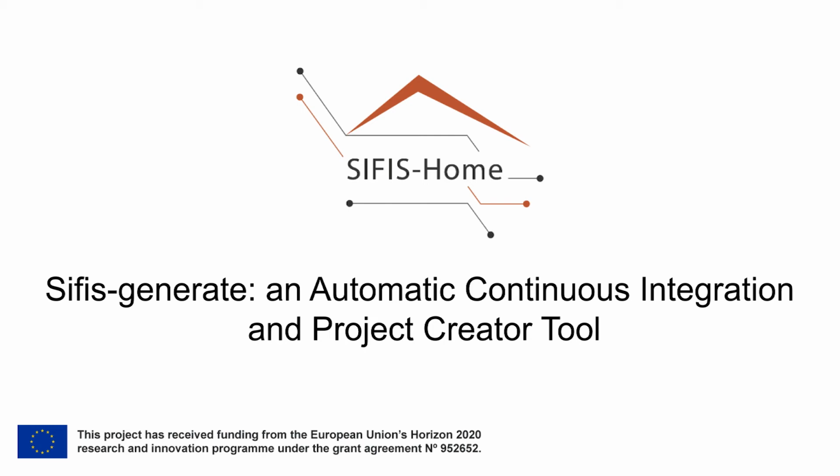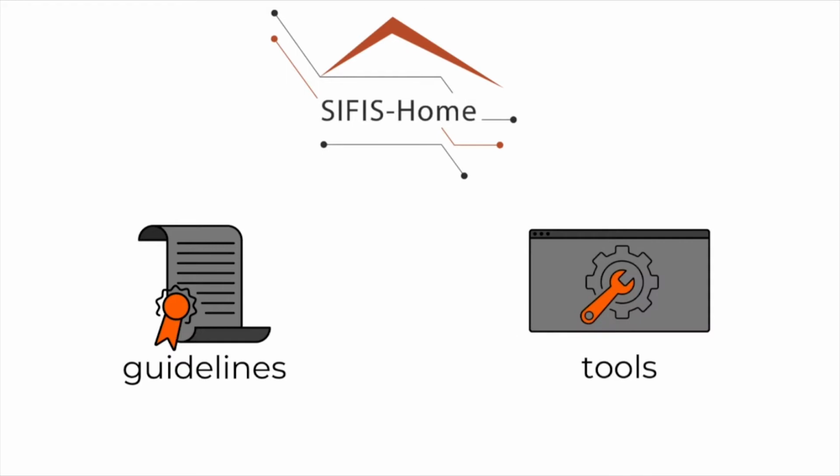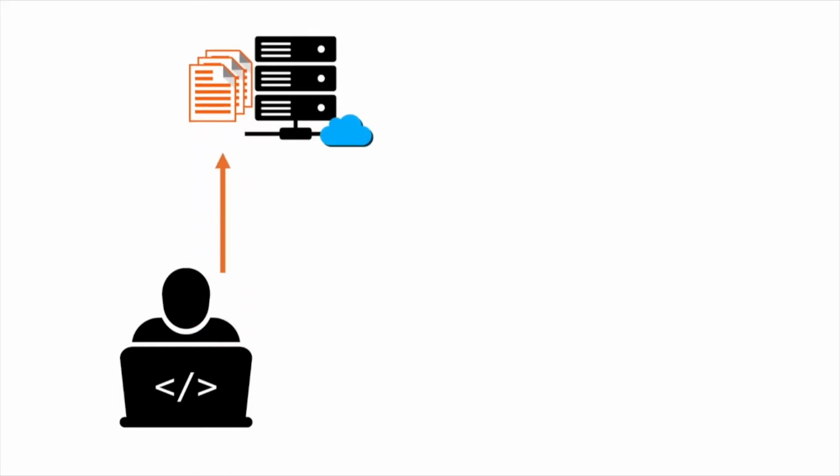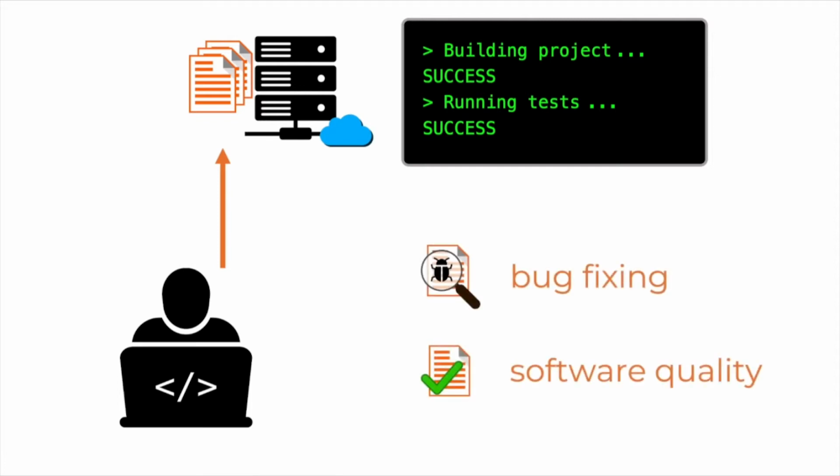SIFIS Home intends to design guidelines that help developers to write secure and well-tested software and provide tools to evaluate it. One possible way to evaluate software is to use continuous integration, a practice for which developers upload their code to a central repository, while the builds and tests are run automatically. The main advantages of continuous integration are to spot and fix bugs quicker and improve software quality.